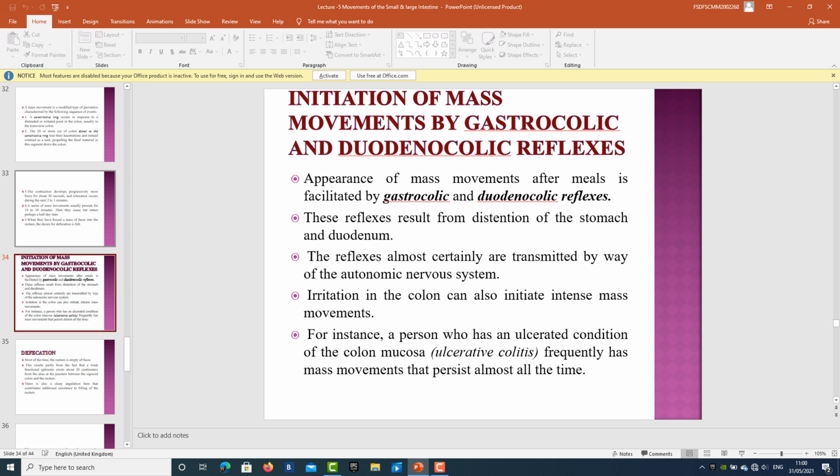Irritation in the colon can also initiate intense mass movements. For instance, a person who has an ulcerated condition of the colon mucosa, ulcerative colitis, frequently has mass movements that persist almost all the day.